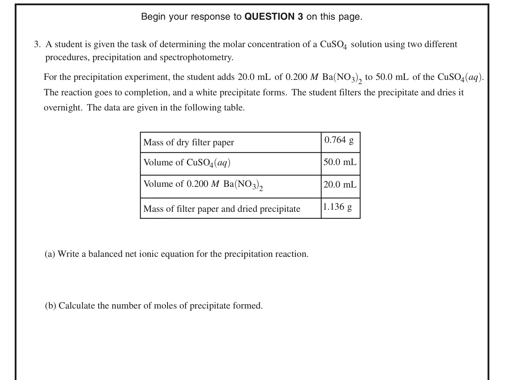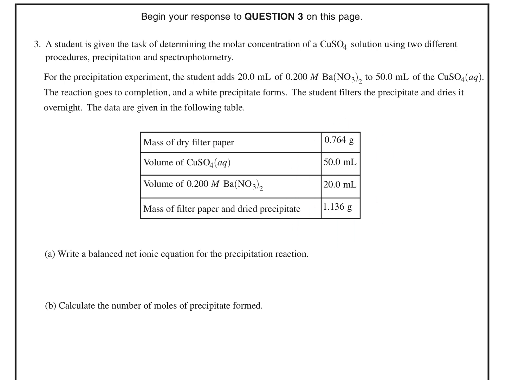It says, a student is given the task of determining the molar concentration of CuSO4 solution using two different procedures, precipitation and spectrophotometry. For the precipitation reaction, the student adds these two reactants together and a white precipitate forms. The student filters the precipitate, dries it overnight, and the data is given in the following table.